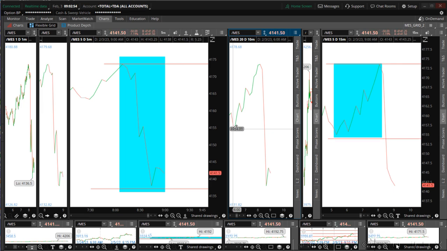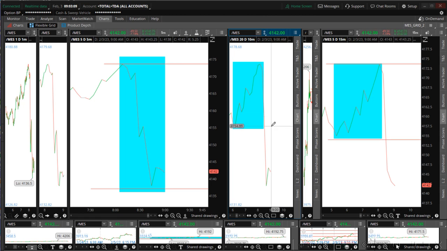So I'm going to put a rectangle on that 10-minute fractal. When you see that fractal on the 10-minute time frame, the top there was 4172. The bottom on the 10-minute time frame was about 4154. Okay, the top you could have shorted there, but I was more confident on the 15-minute time frame rather than on the 10-minute time frame.